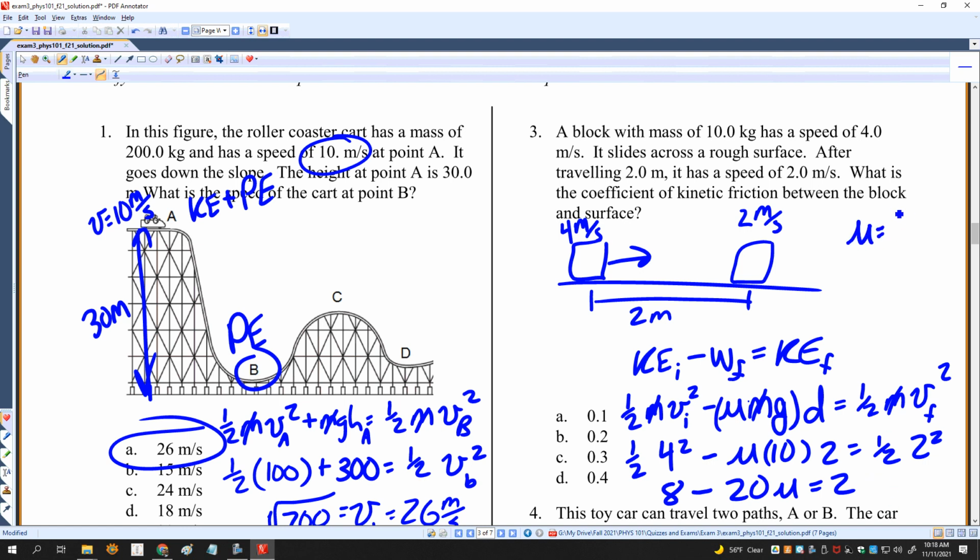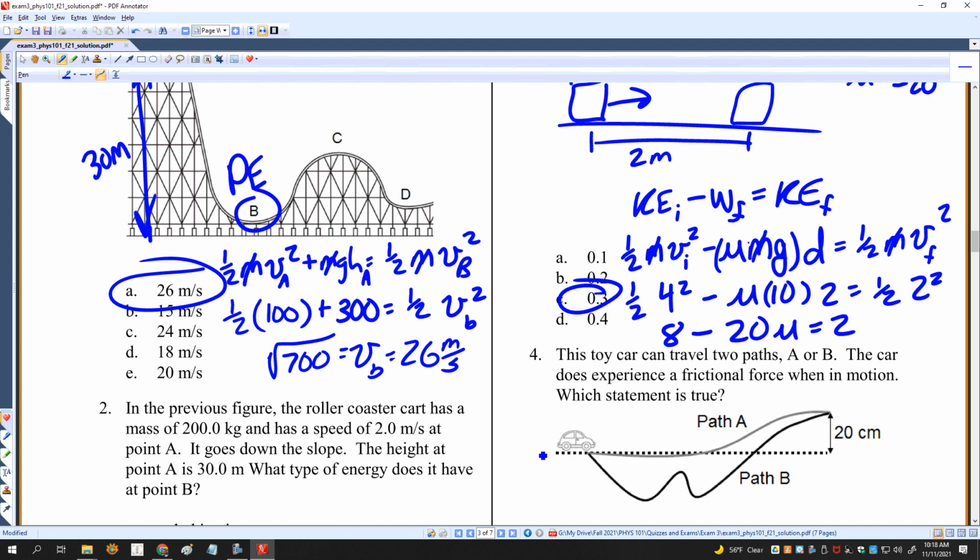I'll do it up here. Mu is 2 minus 8 divided by negative 20. That's 6 divided by 20, or 0.3. So C is the right answer.